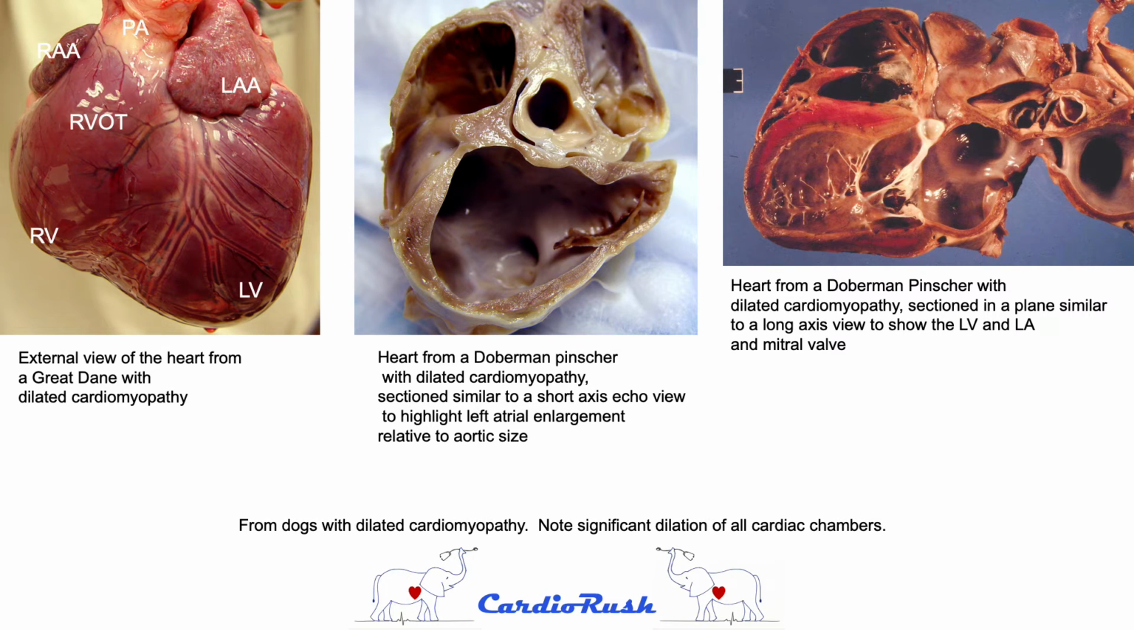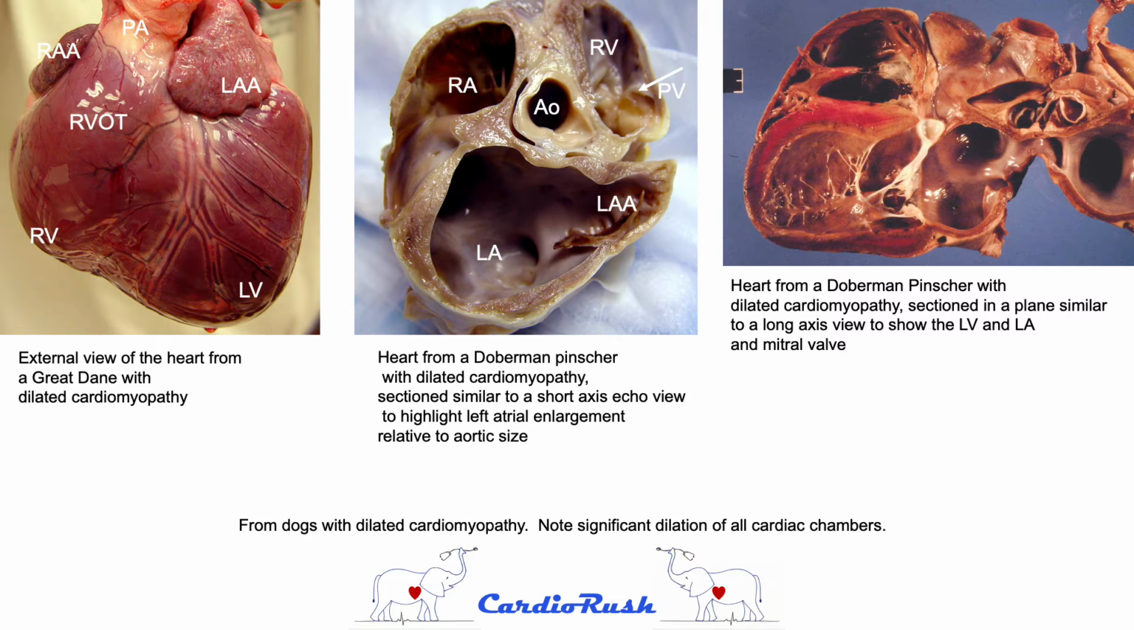The middle picture is a short axis view through the aorta and left atrium from a Doberman with dilated cardiomyopathy. The aorta generally does not change in size, so as heart disease progresses, the left atrium gets bigger and bigger and bigger. So that relationship between aorta and left atrium can be used to judge the size of the left atrium.